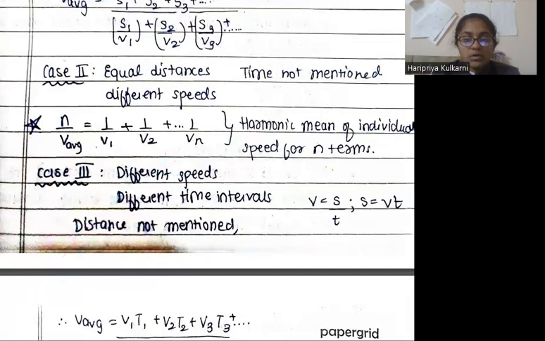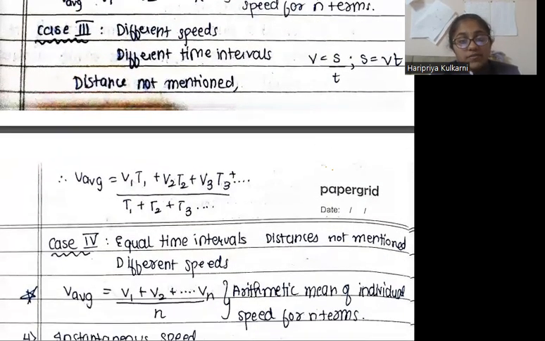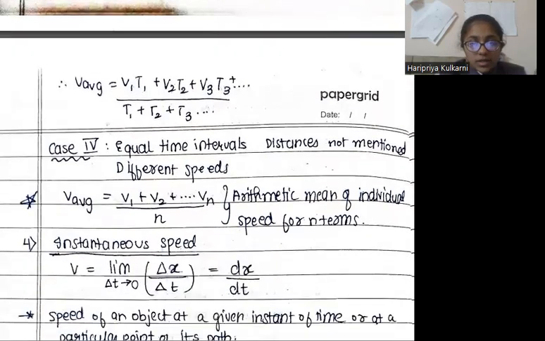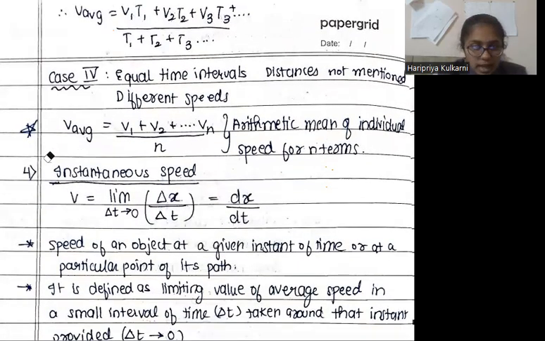Okay, now coming to the case where we have different speeds and different time intervals, but the distance is not mentioned. Here we don't have the distance, so I'm taking t over here, and I'll get s equal to vt, from the simple formula. So what is our v average? Instead of s1, I am writing v1t1. So I am getting v1t1 plus v2t2 plus v3t3, similarly till n terms, right? Now coming to case 4, equal time intervals but different speeds, and distance is not mentioned. Here we will take our normal arithmetic mean to find the average speed for the different speeds given, right?